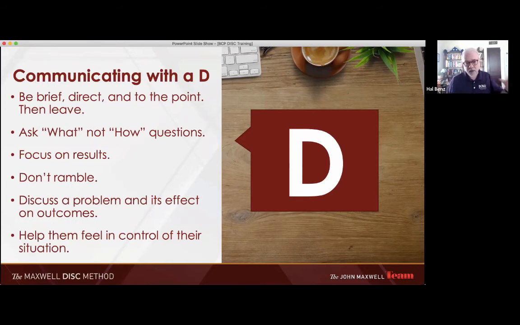Ask what questions that they can answer, not how questions that expect them to get into deep processes. The Ds are just quick, reflexive decision makers. And the how, they don't want to really explain it. It's more what questions. Focus on results. Don't ramble. Get to your point. Discuss a problem and its effects on the outcomes. Help them feel in control. This is what we need to do with our high Ds.